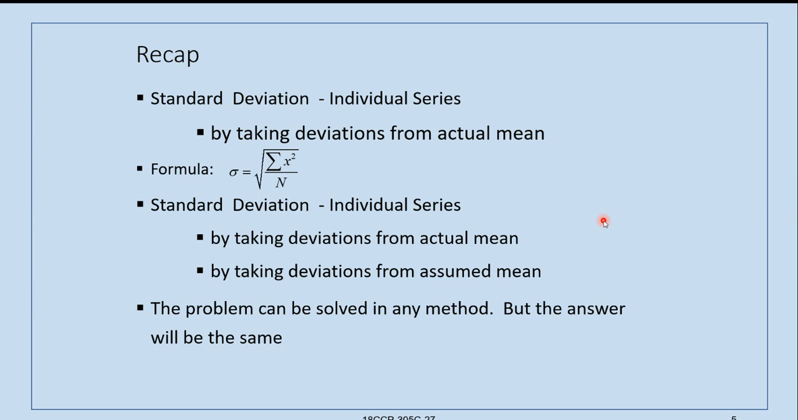And in the third column, we have seen this x square. Second column is squared. And then the formula is used, where formula is sigma is equal to root of sigma small x square by n.